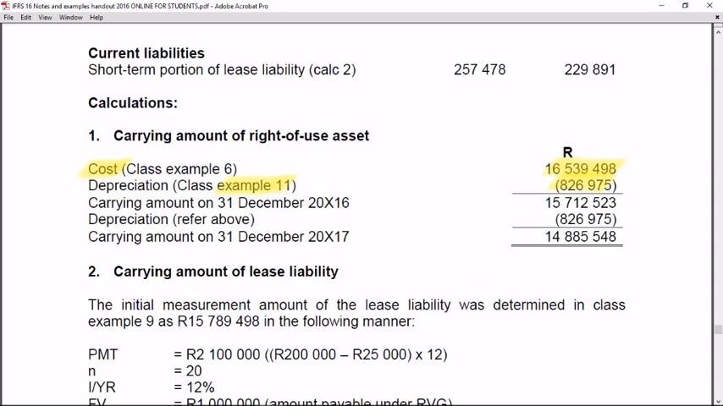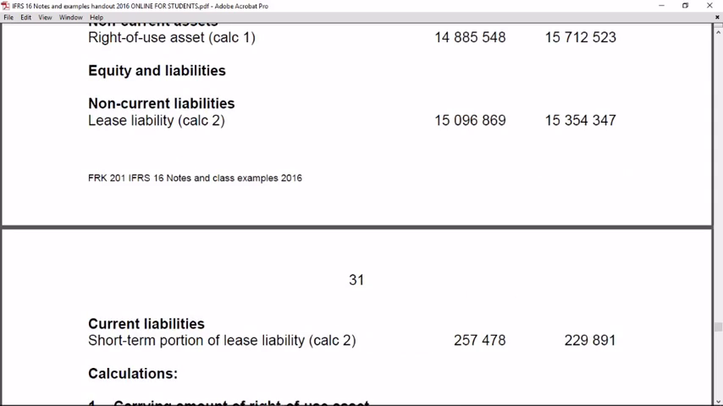Nothing changed the carrying amount of the right of use asset other than having to calculate depreciation again for the year ended 31st December 2017. So that is the same depreciation expense, and I have a carrying amount at the end of 2017 of 14,885,548. So if you refer back to your statement of financial position, you will find the 15,712,523 as your comparative carrying amount and your 14,885,548 as your current year carrying amount.